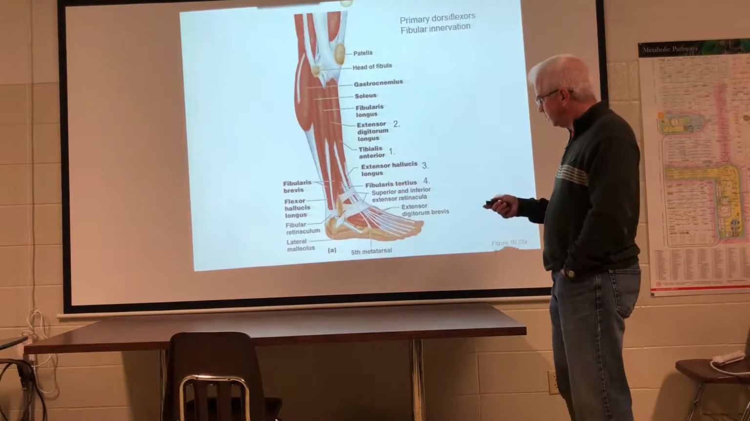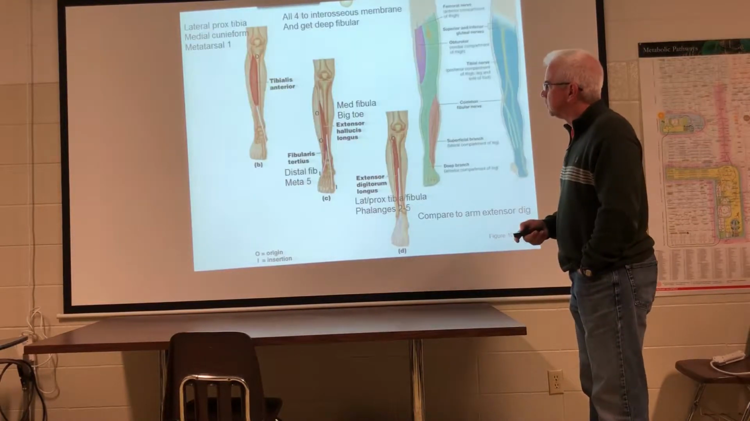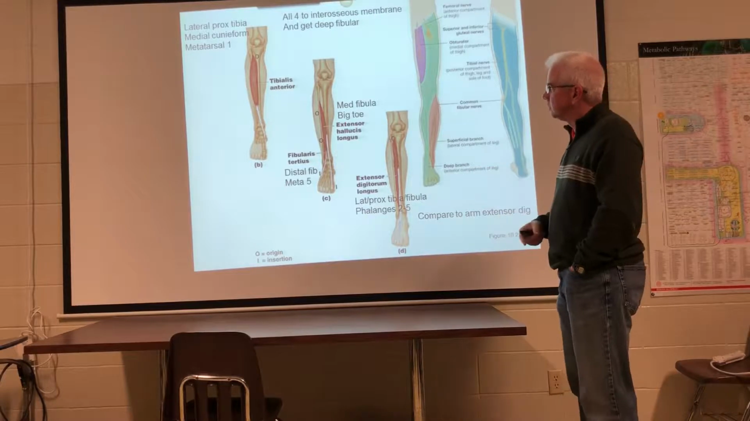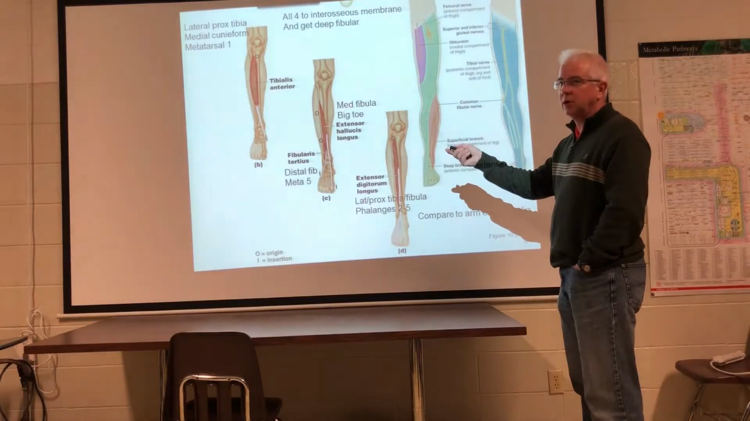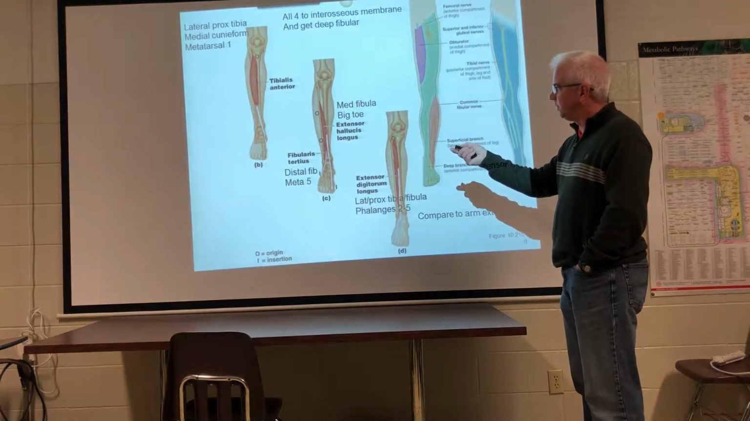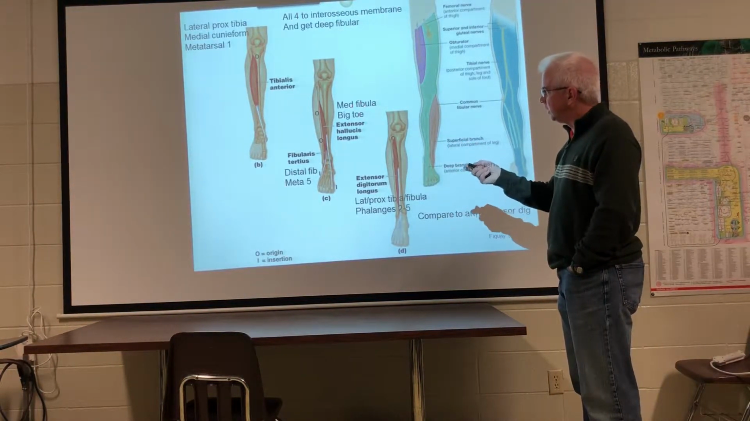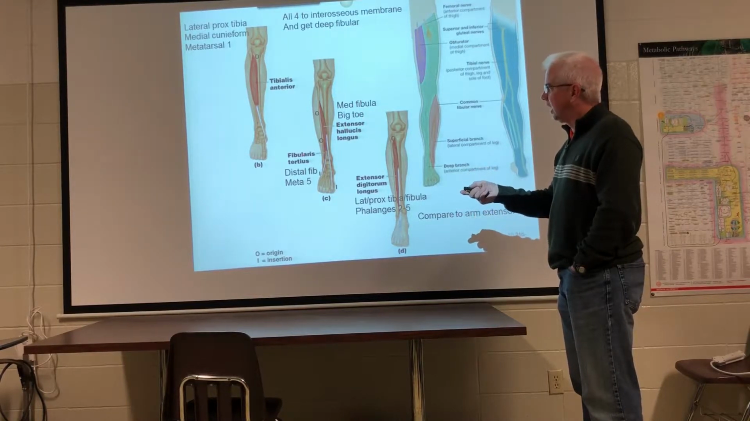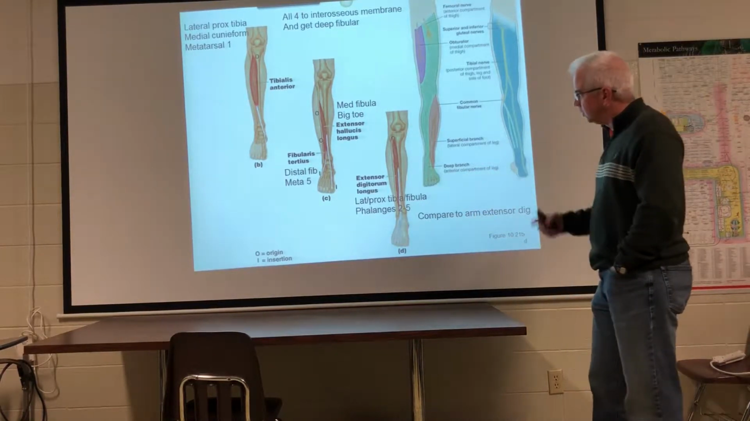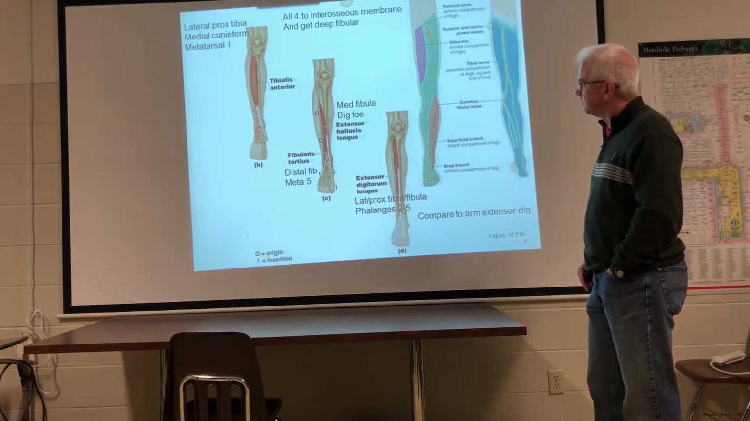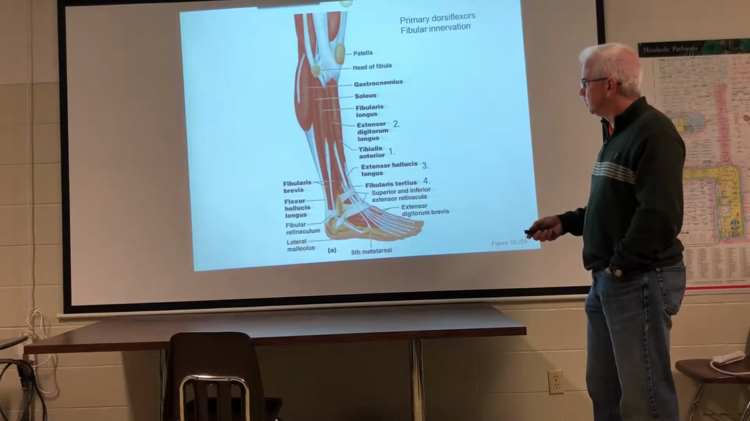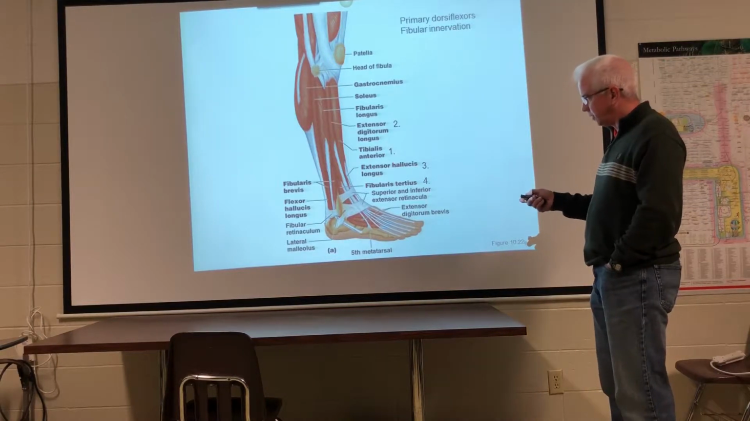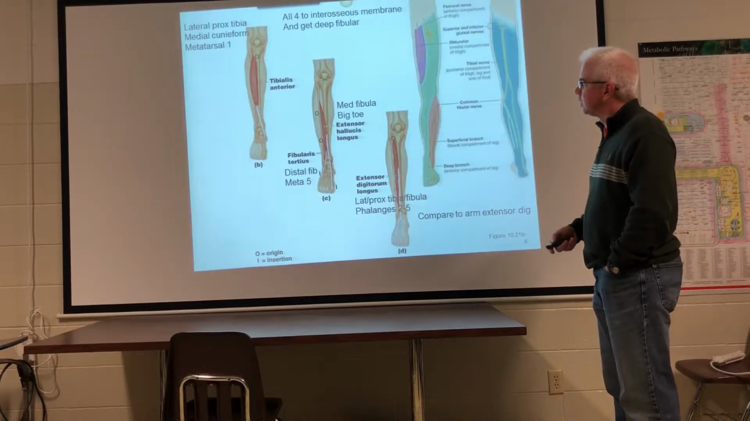Okay, the next one, number 3, was the extensor hallucis longus. And so here it is here. Extensor hallucis longus is more posterior and lateral. And you can see I've moved off the tibia altogether now. This one is only on the fibula, as is this one. The extensor hallucis longus and the fibularis tertius both are located more lateral. Both of them on the fibula. 1, 2, 3, 4, as I work my way across.